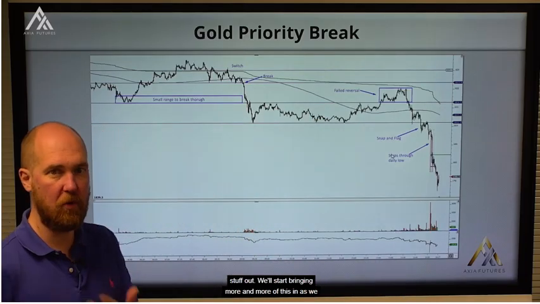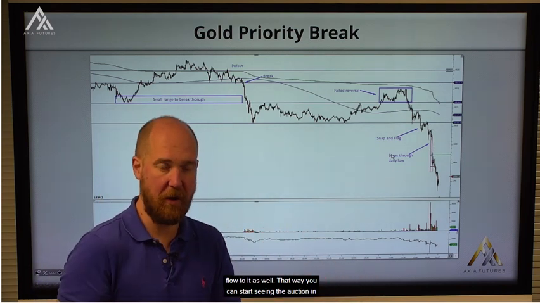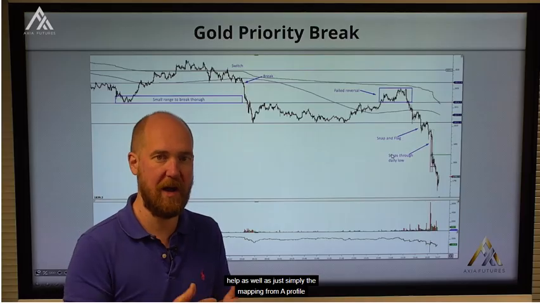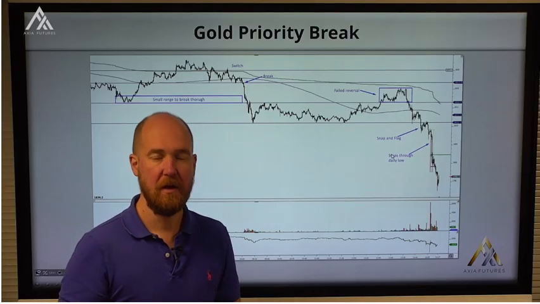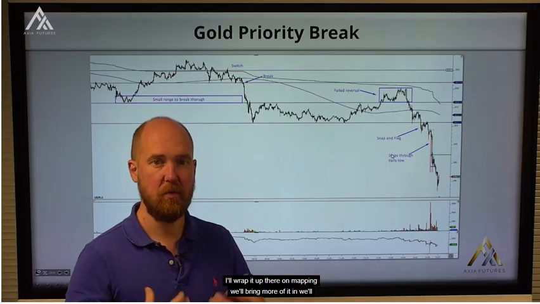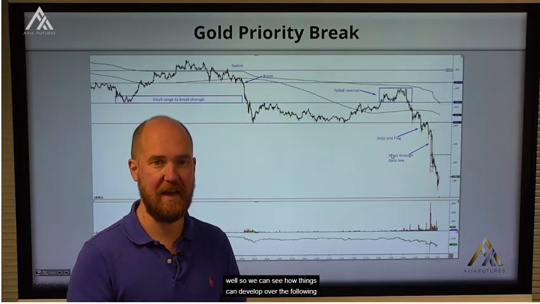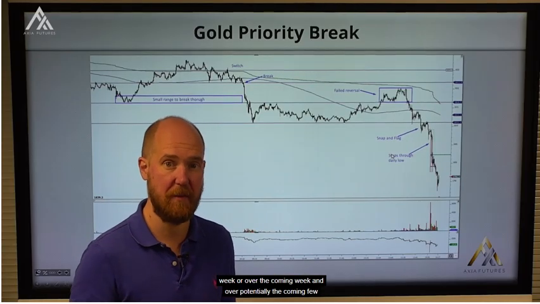We'll start bringing more and more of this in as we move through the weeks. We'll start then also linking order flow to it as well. That way you can start seeing the auctioning help as well as just simply the mapping from a profile perspective. I'll wrap it up there on mapping. We'll bring more of it in. We'll go and have a little look at mapping out current situation as well, so we can see how things can develop over the following week or over the coming week and over potentially the coming few weeks.